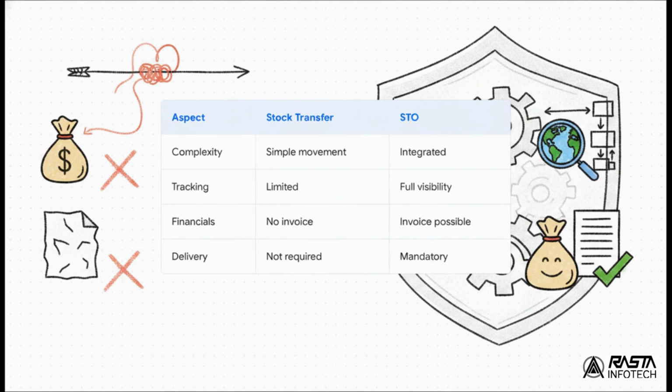You unlock full transit visibility, you get a process that's deeply integrated with purchasing, you have the ability to generate invoices for cross-company moves, and delivery documentation is strictly mandatory. It is a massive, dramatic upgrade in both transit tracking and financial accountability. If you aren't using STO, you are absolutely missing out on this critical layer of control.